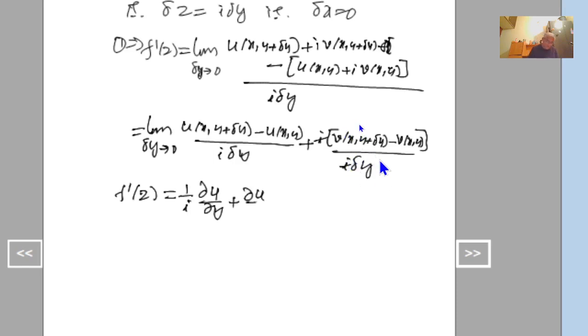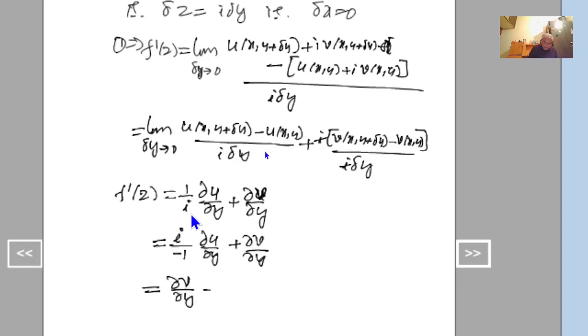This is our dou v by dou y, or we write this is equal to, so here I will multiply by i, divide this by i. If I multiply this by i I will get i. In the denominator i square is nothing but minus 1, into dou u by dou y plus, I'll keep this as it is, dou v by dou y. Or we write this is equal to dou v by dou y minus i into dou u by dou y. So this I'll take as relation number 3.